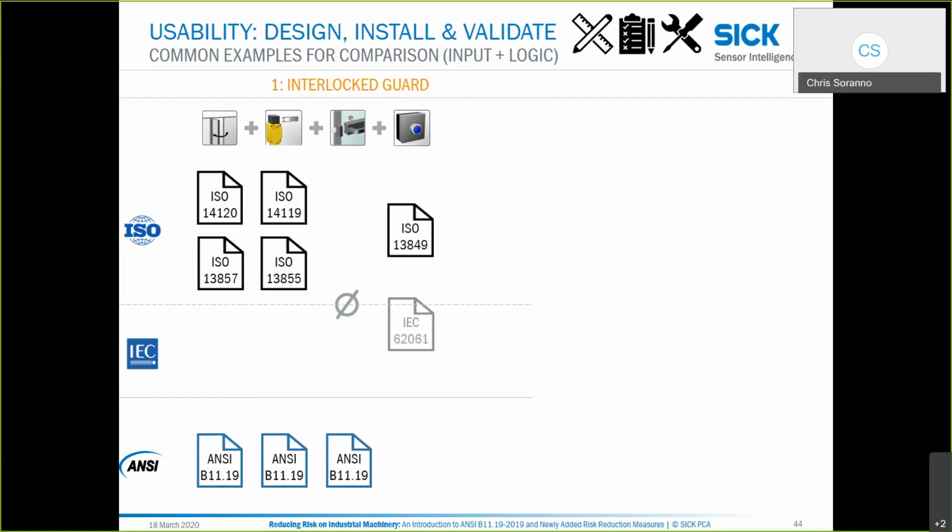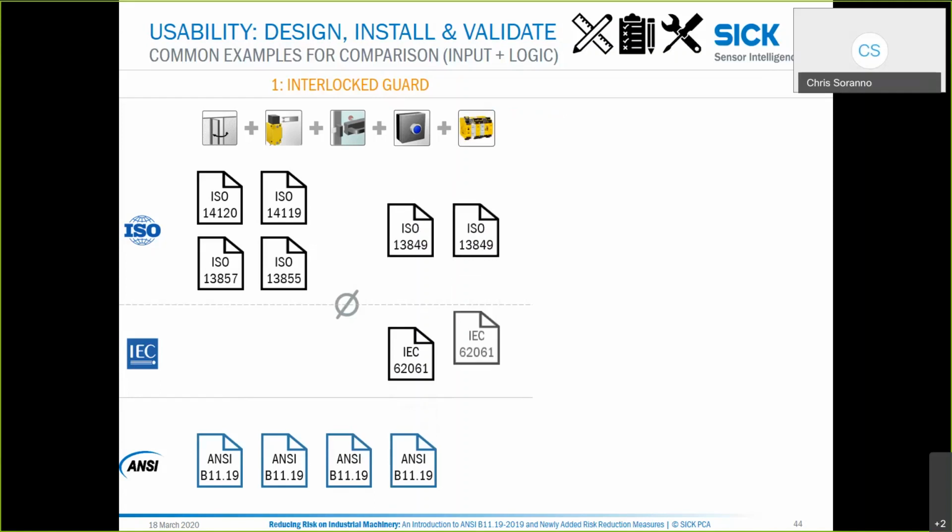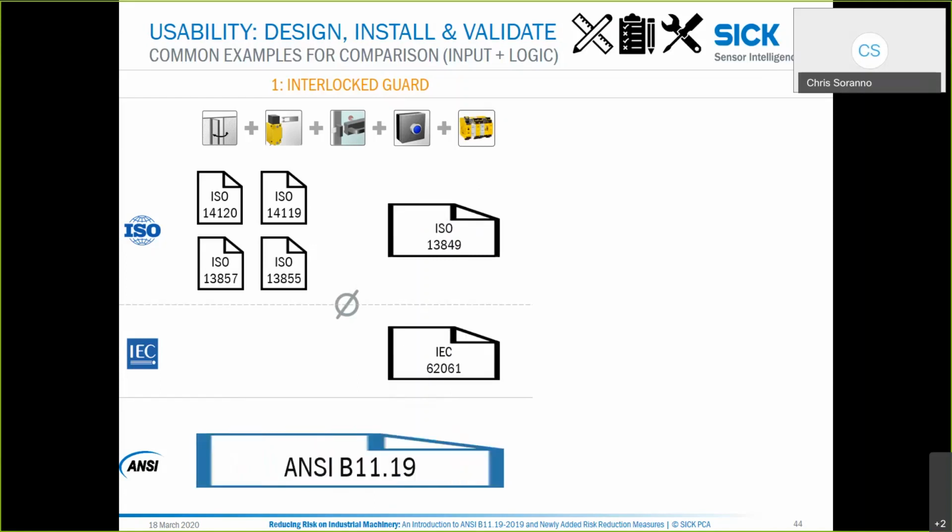Then we have the manual reset, and then coupled with that, the safety-related part of the control system, the logic unit itself. So you can see in an international approach, you'd have to obtain 6 different documents to get not even all of the information that's already contained in ANSI B11.19.